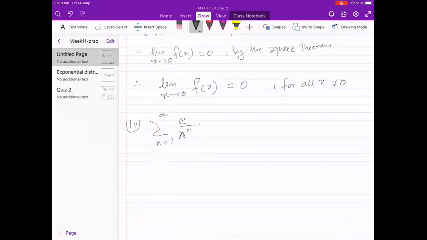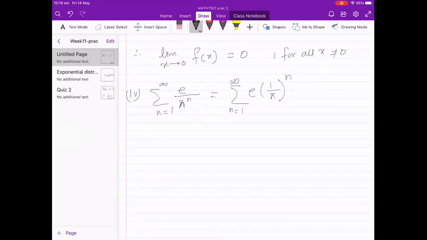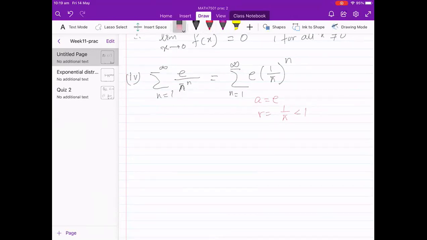Yep, geometric series. You can consider this as a geometric series where you have the sum from n equals 1 of e times 1 over pi to the n. Does this converge? Your a is e, r is 1 over pi. The common ratio is less than 1, yeah. So you can say the series converges.